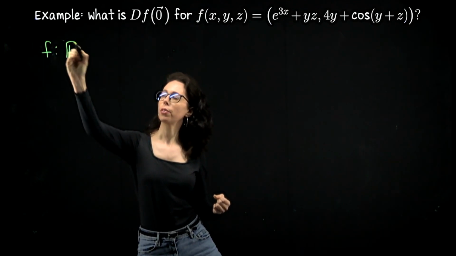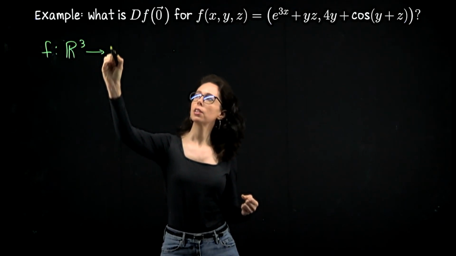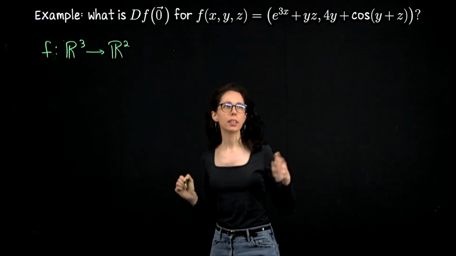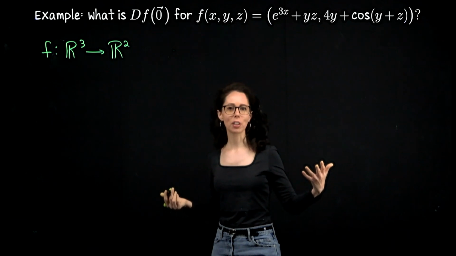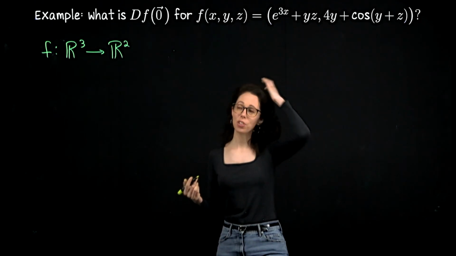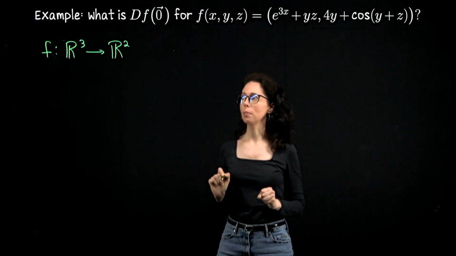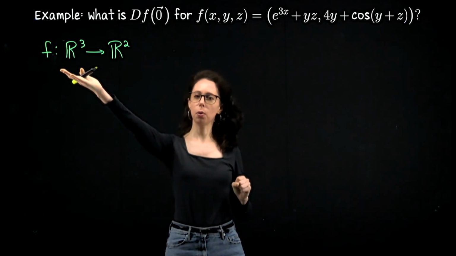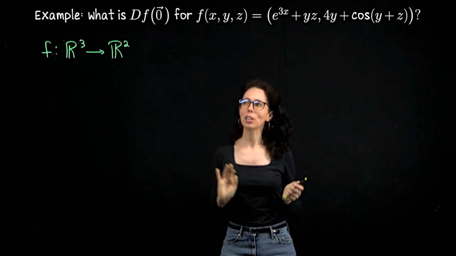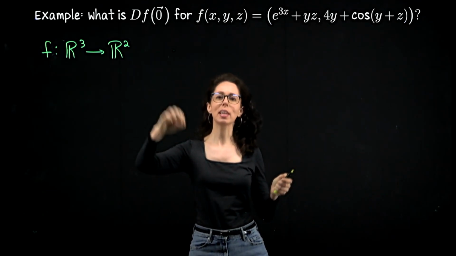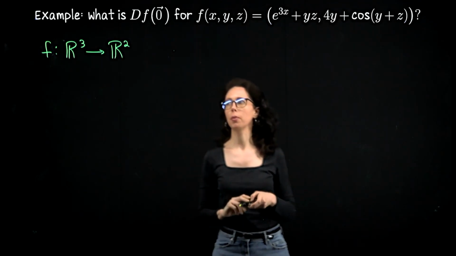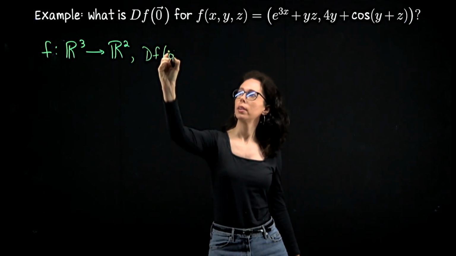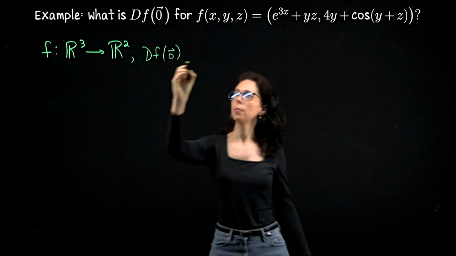So f is a map on 3 variables, sending us to 2 coordinate functions. So here f1 is e to the 3x plus yz. That's our first coordinate function that we were working with in generality. And f2 is the other one, 4y plus cosine y plus z. So this is a vector-valued function of multiple variables. Don't want to get too off topic, but if this was R, we would say it's a scalar-valued function of multiple variables. So we know that df at the origin should be 2 by 3.